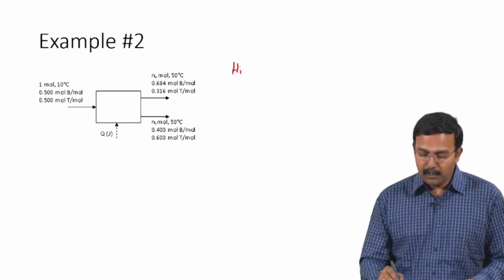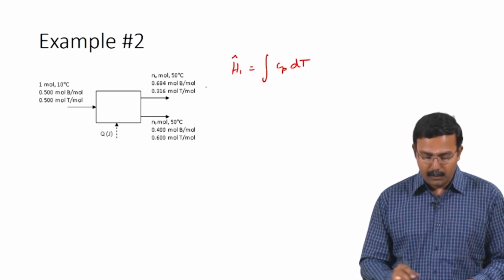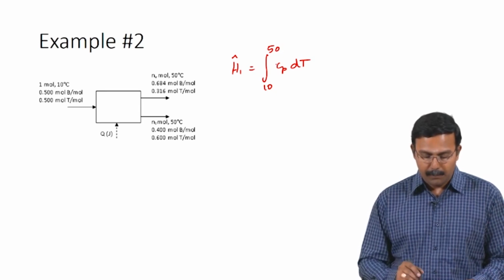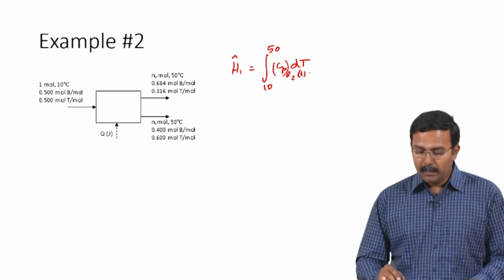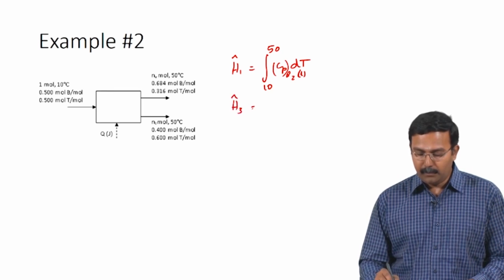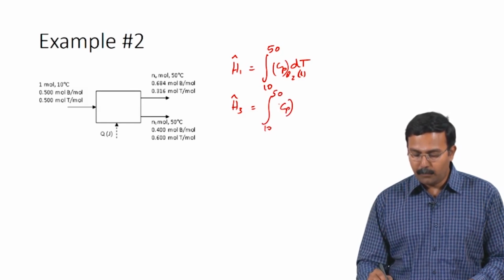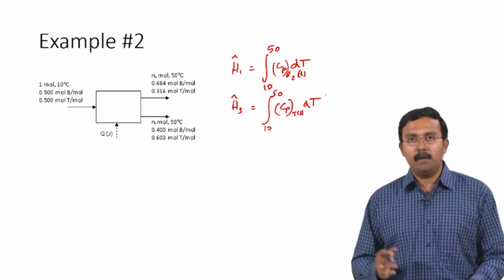So, we will calculate H1 cap as the integral of Cp dT where temperature changes from 10 degrees Celsius to 50 degrees Celsius. H1 cap is for benzene liquid, so we would use the Cp of benzene liquid for this calculation, and for H3 cap we would use the Cp of toluene liquid. It would still be the integral from 10 to 50 of Cp of toluene liquid dT. So, we need to identify the Cp of benzene and toluene, which can be obtained from any handbook or textbook.